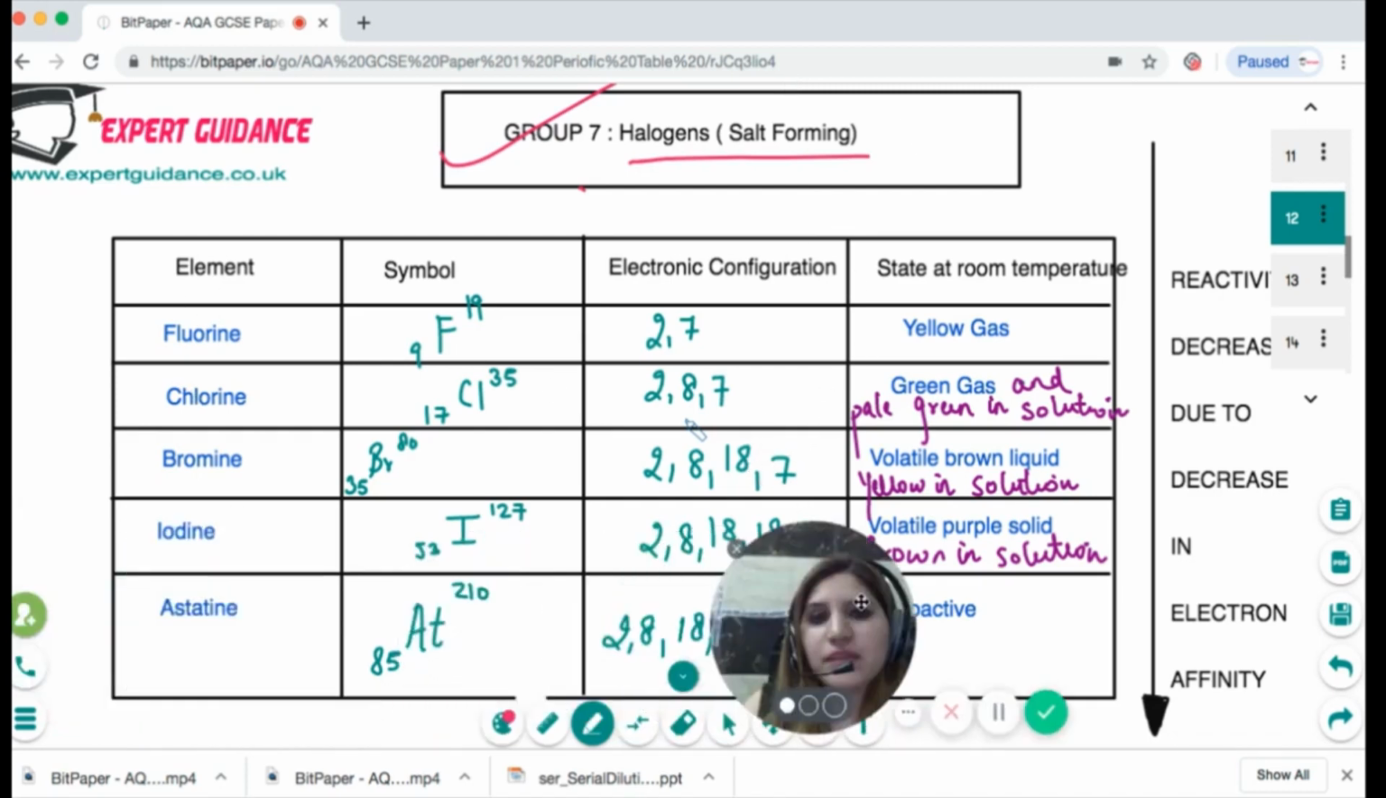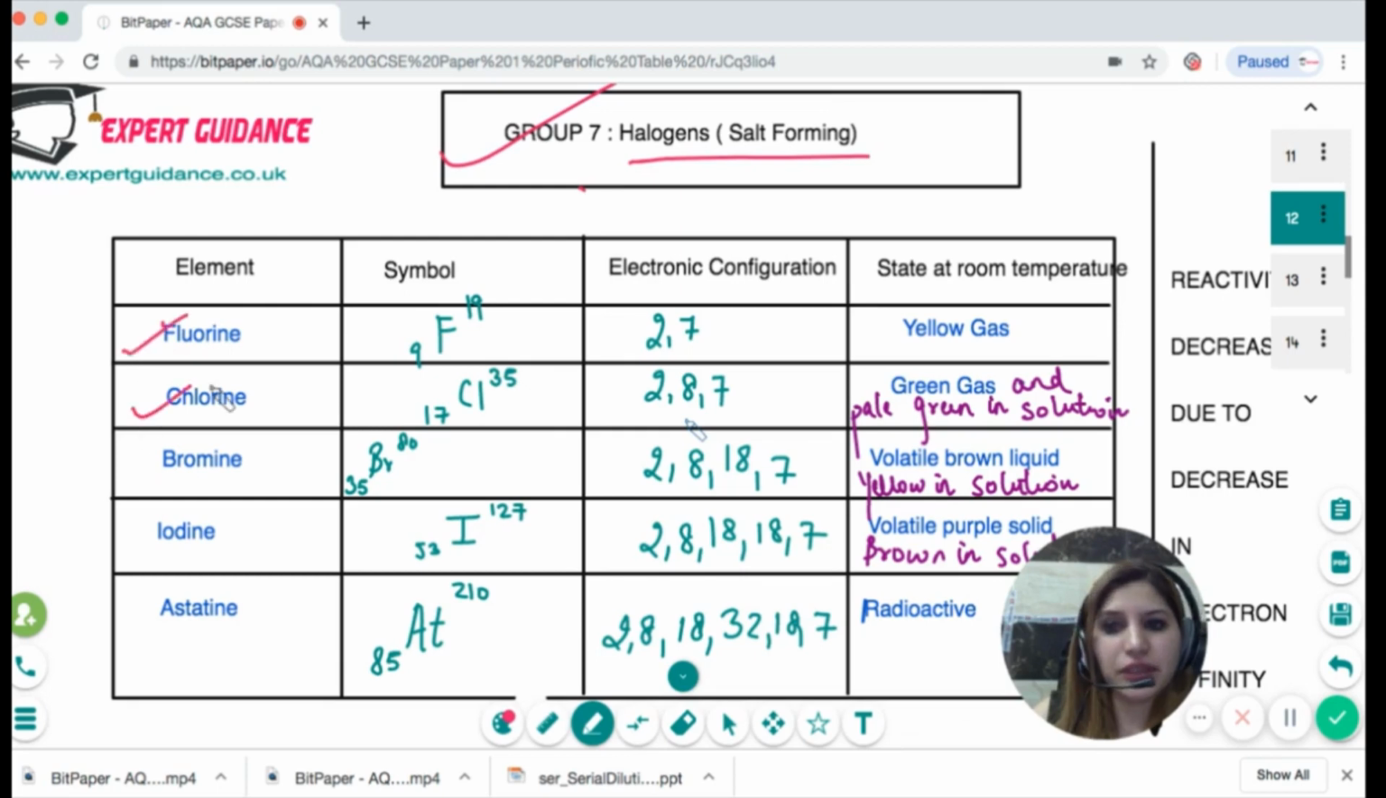So the members of the halogens are fluorine, chlorine, bromine, iodine, and astatine. Electronic configuration: 2,7; 2,8,7; 2,8,18,7; 2,8,18,18,7; 2,8,18,32,18,7. So you can see all of them have 7 electrons in the outermost shell.